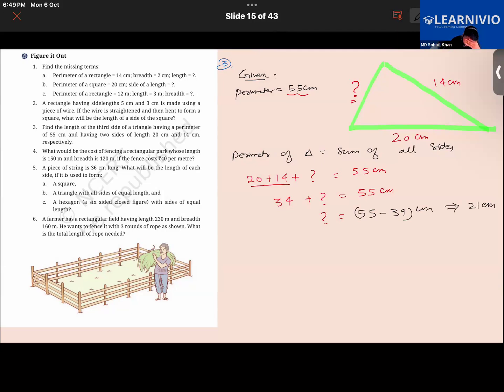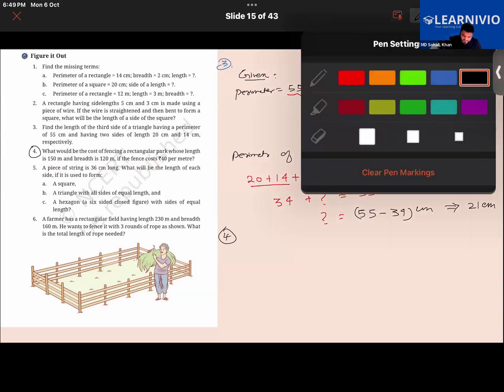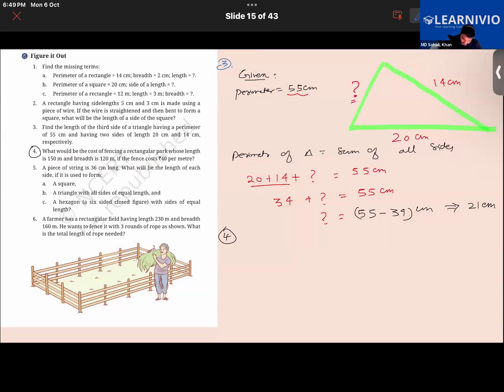Now look at question number 4. It says: what would be the cost of fencing a rectangular park whose length is 150 meter and breadth is 120 meter, if the fence costs rupees 40 per meter? Understanding it? So there's a rectangular park, and fencing has to be done around it, just like fencing has been done in this. Just like that, fencing has to be done around this rectangular park.